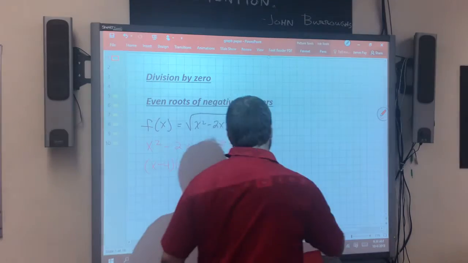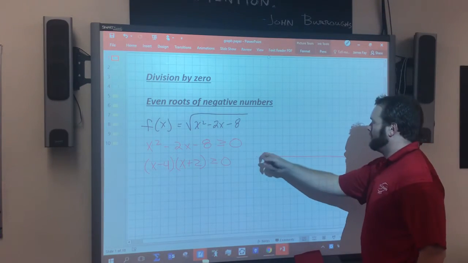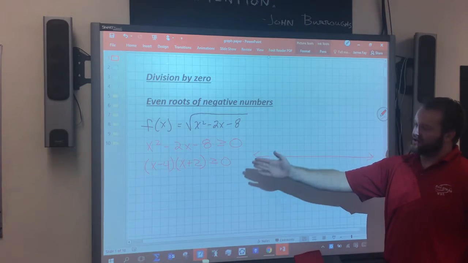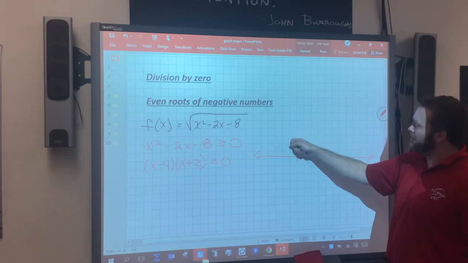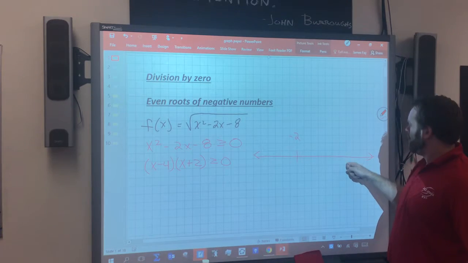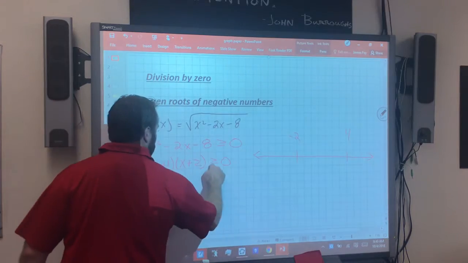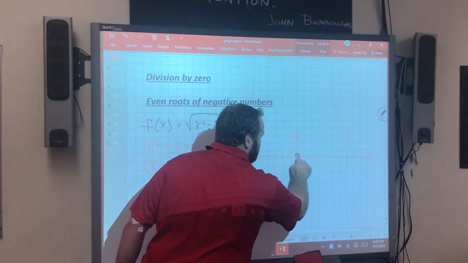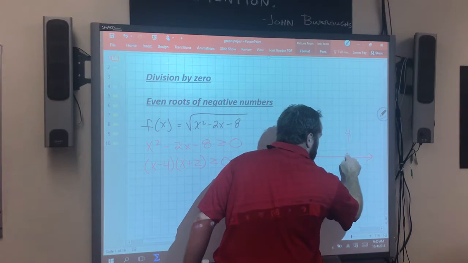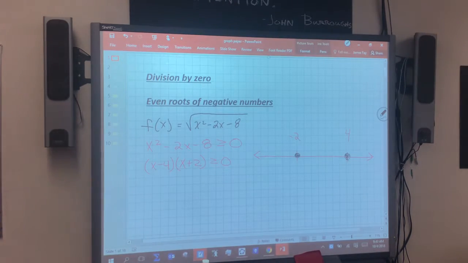Once we do that, then we create our sign chart. If you remember, our sign chart said find the zeros that are coming from those factors. So one of those zeros is -2, one of those zeros is +4. And because we have equality here, I'm just going to remind myself that those need to be closed dots, and we can use those values. So when I write my interval notation, they're going to be brackets.